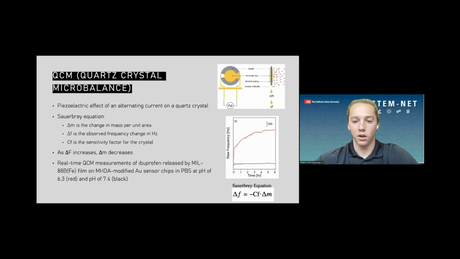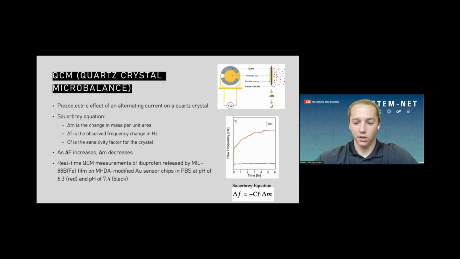A QCM is a quartz crystal microbalance, and this is designed based on the piezoelectric effect of quartz. When a current is applied to a quartz crystal, it oscillates at a known frequency, and the frequency can be slowed with a mass on top of the quartz crystal. The data from QCM can be graphically portrayed using the Sauerbrey equation, where delta M is the change in mass per unit area, delta F is the observed frequency change in hertz, and CF is the sensitivity factor constant for the crystal. As the frequency increases, mass is lost, meaning that MIL88B degrades and releases ibuprofen into solution. From this, we're able to determine the degradation rate in different pH environments.